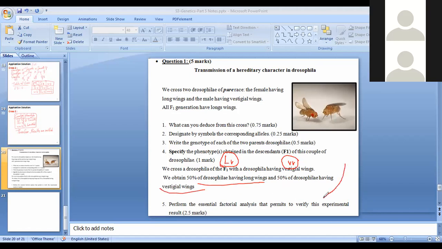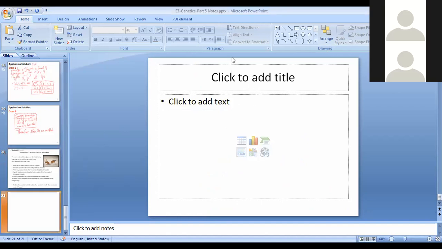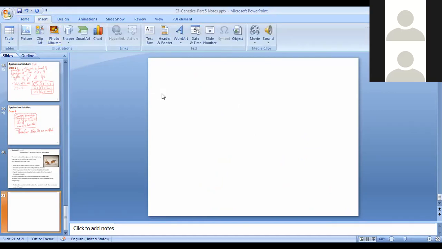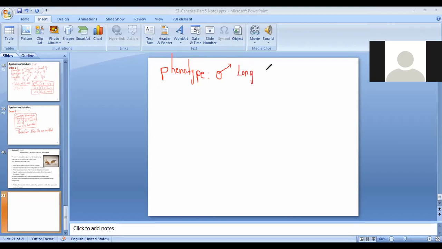They need factorial analysis to verify this. So in the factorial analysis, what do we have to start with? We have to start with the phenotype, then genotype, gametes, table of cross, and table of results. So in the phenotype, which is a very easy question, the male F1 with long wings is crossed with the vestigial wings, which is homozygous and recessive.